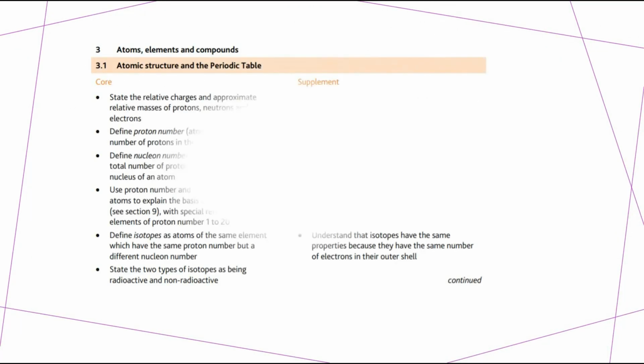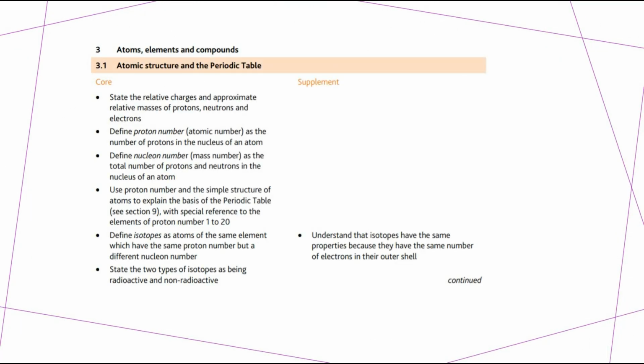According to our syllabus, we have covered the initial four main points of the chapter of atomic structure and the periodic table. And today we will be discussing only the fifth point, that is, define isotopes as atoms of the same element which have the same proton number but a different nucleon number. This is going to be interesting. All right, so let's get off.